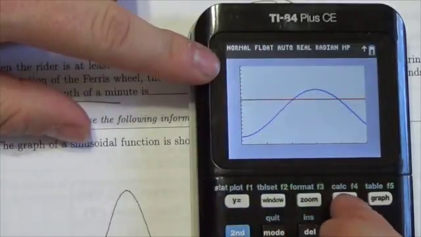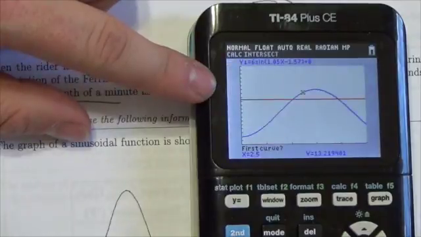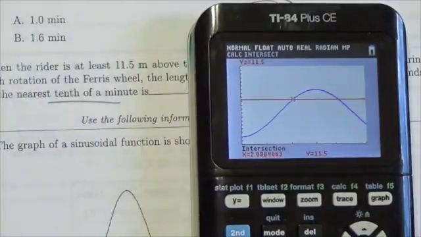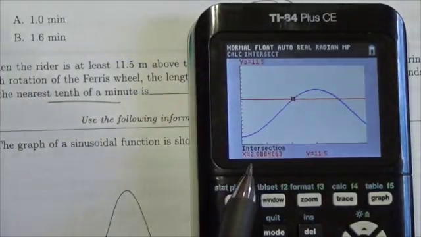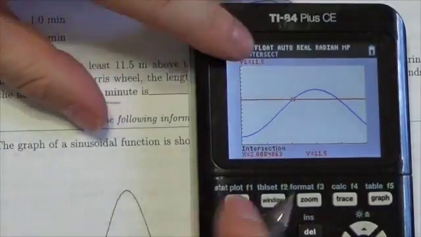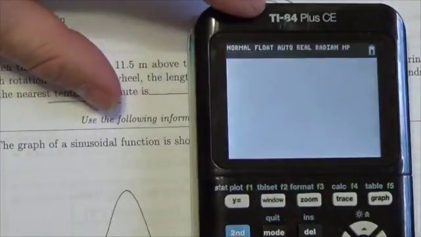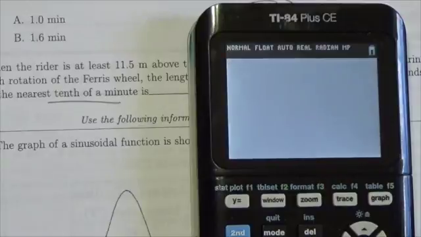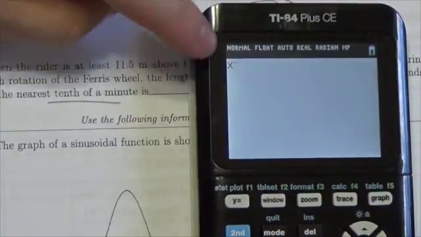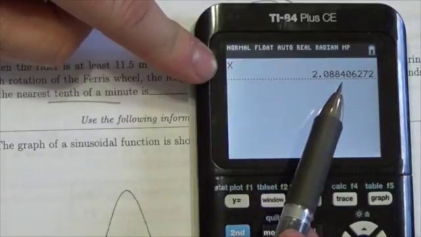So second, trace to get us into the calculation menu, intersect. We're going to move our cursor close to that point of intersection, press enter for the first curve, enter for the second curve, and then enter to get past the guess. And I get this number, 2.088 and so on. Now, I could write that out, but I'm kind of lazy here, so I'm going to quit. It turns out when you do this, the calculator stores that number in x, because it was an x coordinate. So that's the number that we just found, 2.088 and so on.